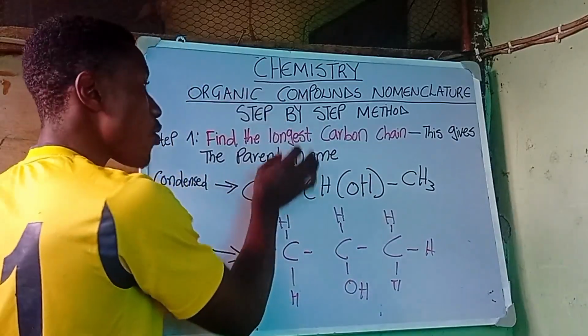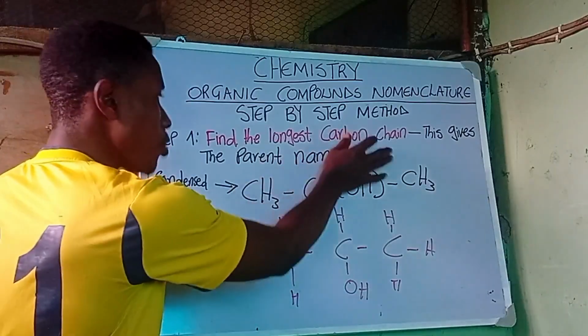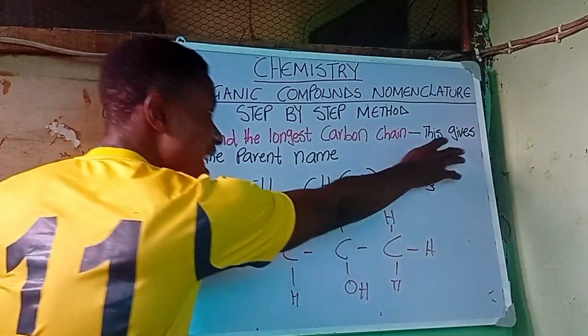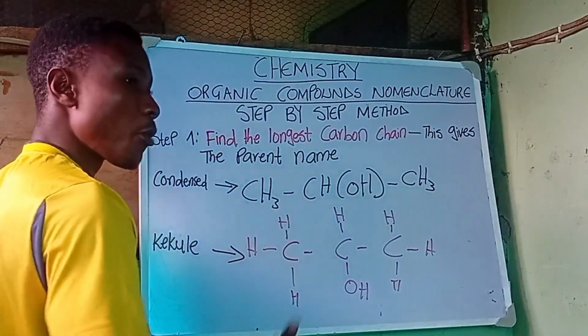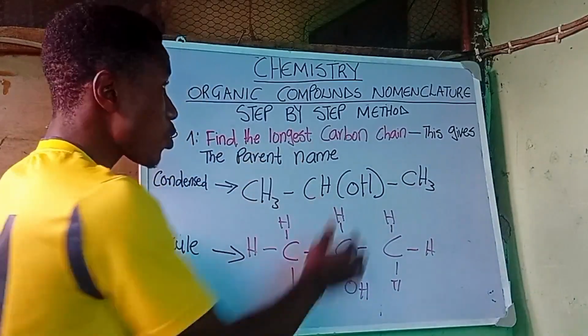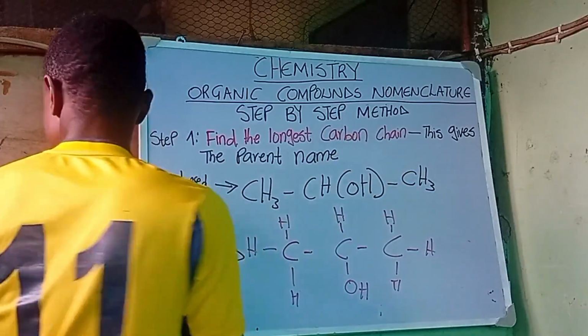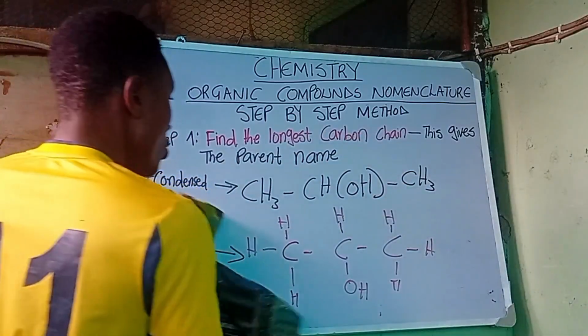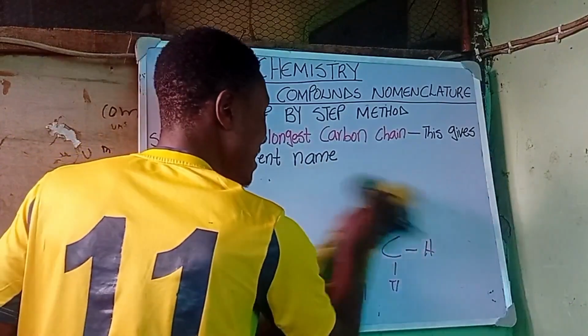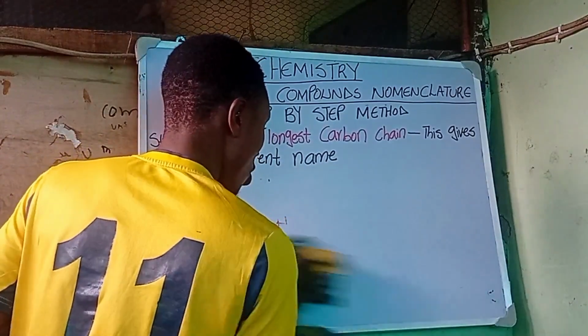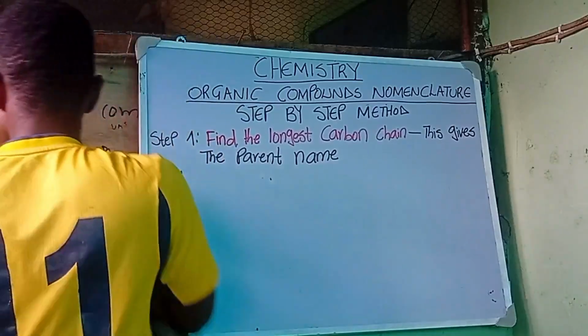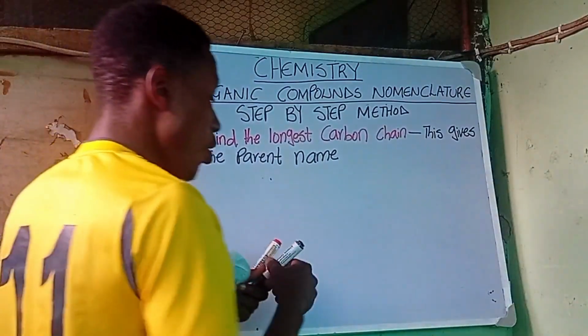And I said we first of all have to look for the longest carbon chain. This longest carbon chain gives you the parent name. So for you to be able to get this parent name, you are first of all supposed to get the number and the name.